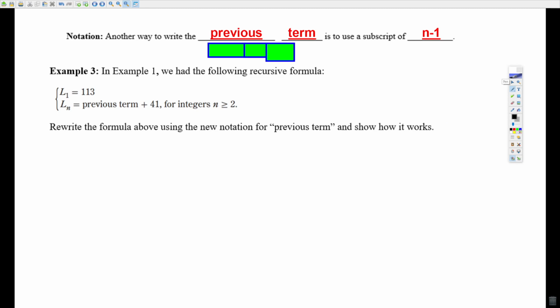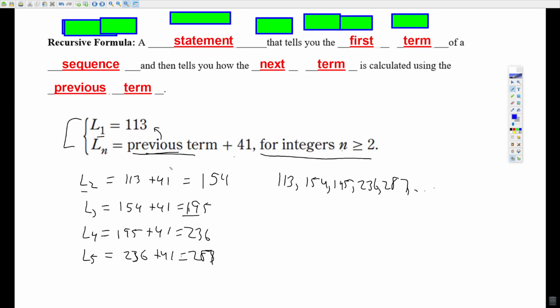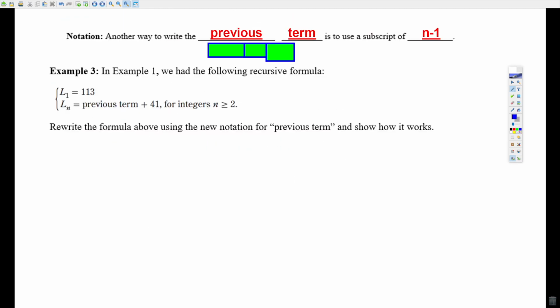So as an example 3, if we go back to example 1, we had this following recursive formula. So we did that a little bit ago here. What we're going to do now is rewrite the formula using the above notation for a previous term. So instead of putting the words previous term, we're going to use this notation as a subscript and show how it works. So for instance, we're going to rewrite this.